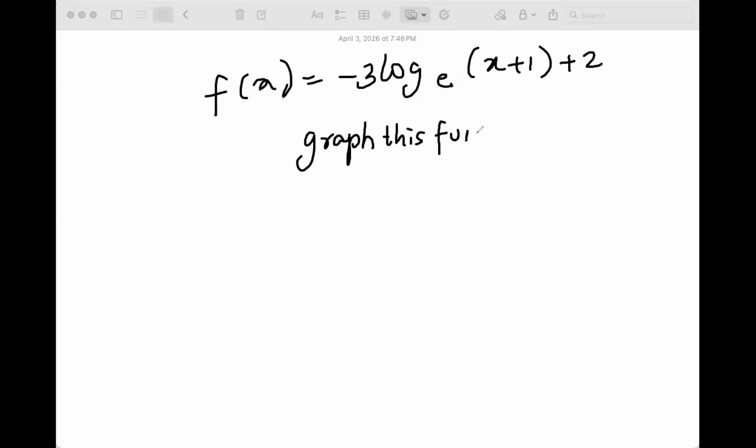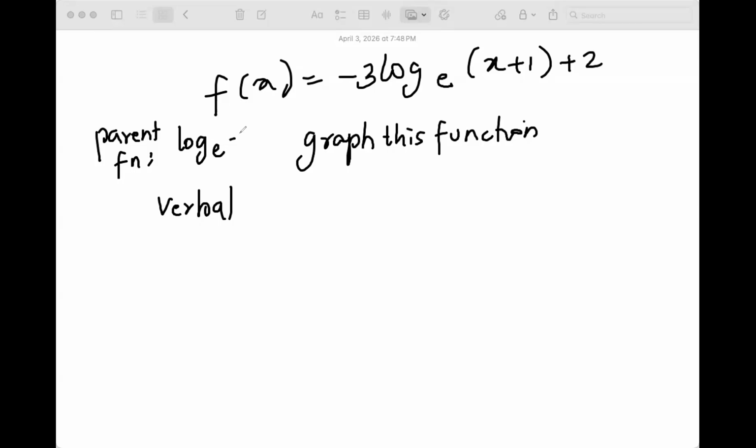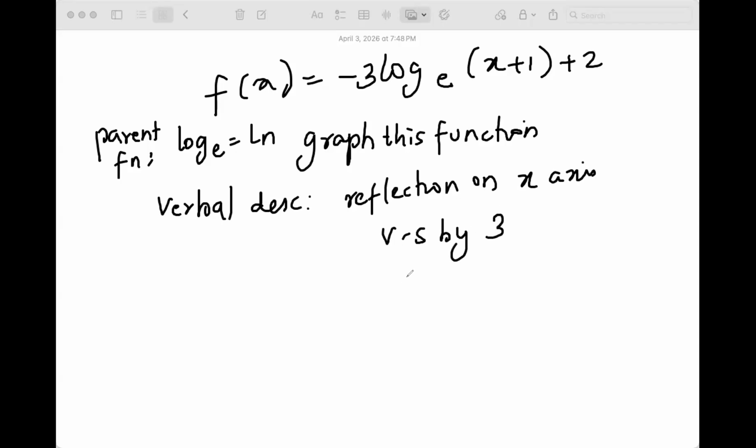First of all, we have to write the verbal description of the transformation, right? What is the parent function here? The parent function is ln. The parent function is log base e function. That's the ln function. Now, the verbal description of the transformation says this minus indicates a reflection on the x axis, and then vertical stretch by 3, up by 2, and then left by 1, right?